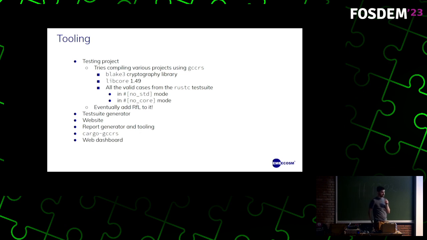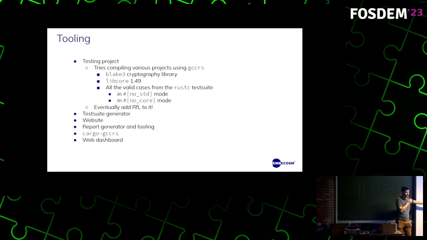There's a lot of tooling around GCCRS. So there's a test suite that takes like 4 hours that we run each night. There's a test suite generator because it's 1,000 lines of code. So to make sure, well, we don't pass any of the test suite for now, but we have it. So there's a Blake 3 cryptography library, which is quite nice and doesn't rely on the standard library. And there's making sure we can compile libcore 1.49, making sure we can try and compile all of the rustc test suite, and we're running that every night. We have a generator for that, as I meant. We have a website, a dashboard for the test suite. We have a report generator because they're annoying to write as well.